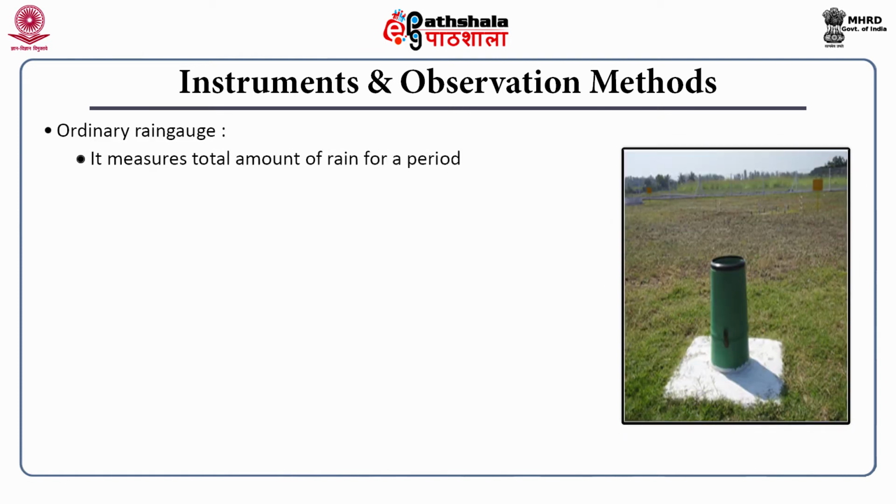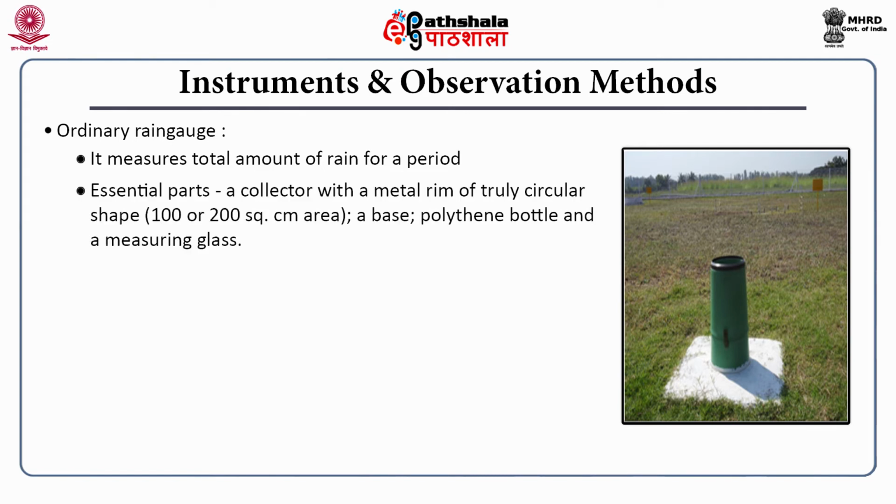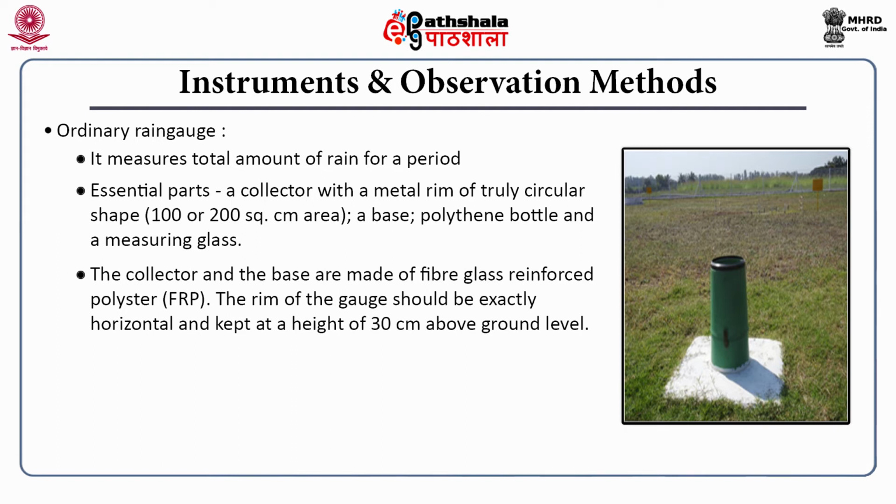It measures the total amount of rain for a given time period. The essential part of it is a collector with a metal rim of truly circular shape. The size is generally 100 to 200 square centimeter. Then there is a base, a polythene bottle and a measuring glass. The collector and the base are made of FRP, that is fiberglass reinforced polyester. The rim of the gauge should be exactly horizontal and kept at a height of 30 centimeter above the ground.